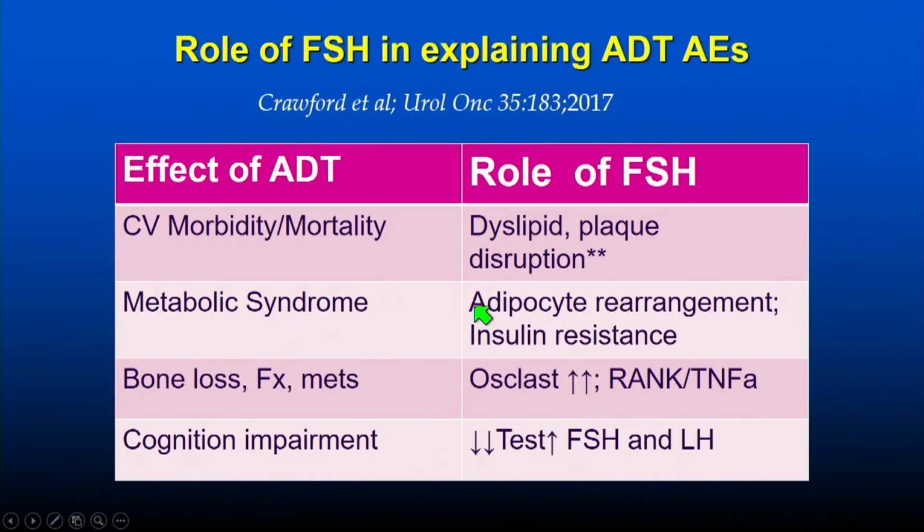And in terms of cognition impairment, this is sort of an emerging role in which ADT leads to decreases in testosterone, and FSH may have some role in cognition and cognitive impairment. So the whole concept: is it just low testosterone that's leading to these abnormalities, or is low testosterone as a result of ADT being modulated through some of the actions, the multitude of actions of FSH?